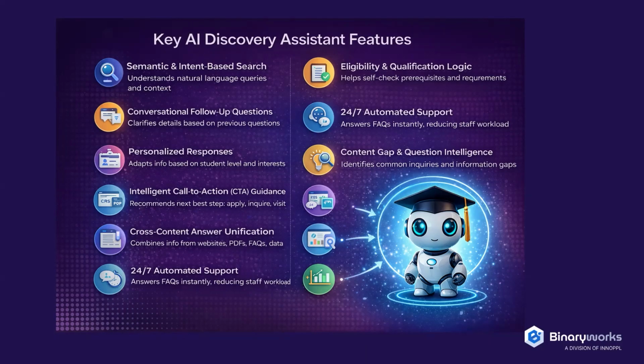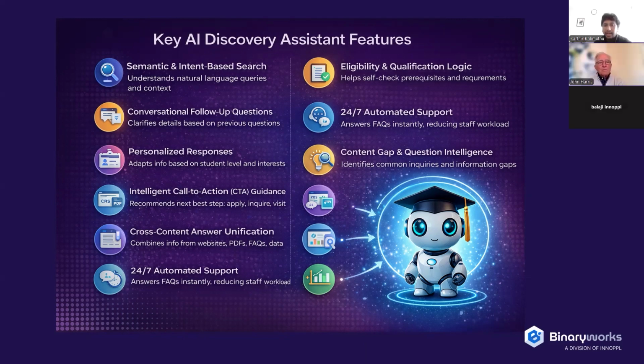So basically, it does a semantic, more context-based search than keywords, right? So the AI discovery assistant understands the intent and context. For example, a student comes and asks a question like, I didn't study math, but I want to do a computer science program. What are the programs available to me?